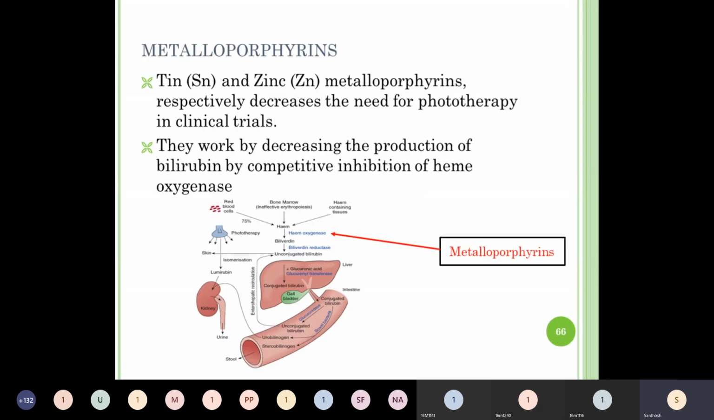Next, metalloporphyrins like tin and zinc. What happens? This acts at the level of heme oxygenase. It inhibits the enzyme heme oxygenase, so that the conversion of heme to bilirubin doesn't happen if the enzyme is blocked. So trials are being done on this also.